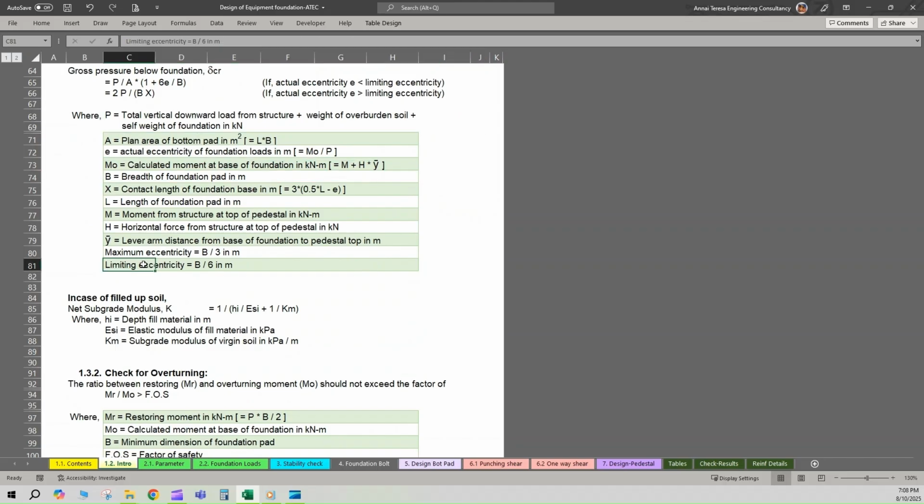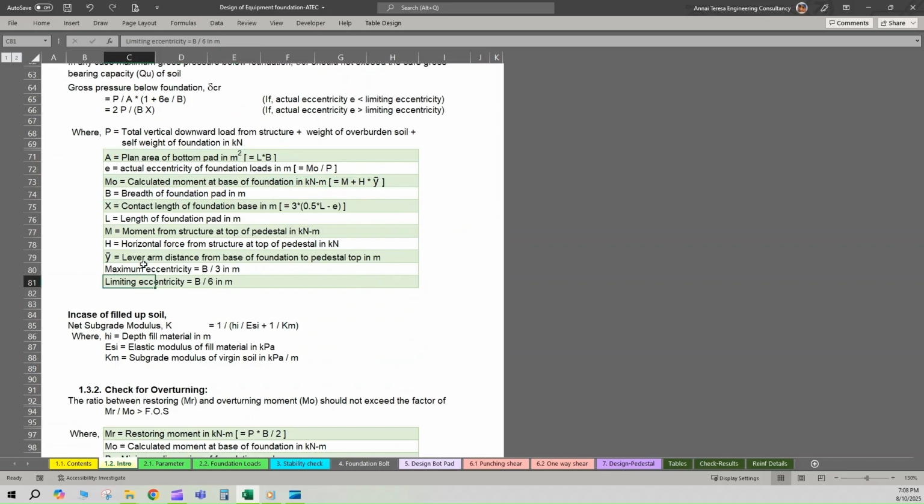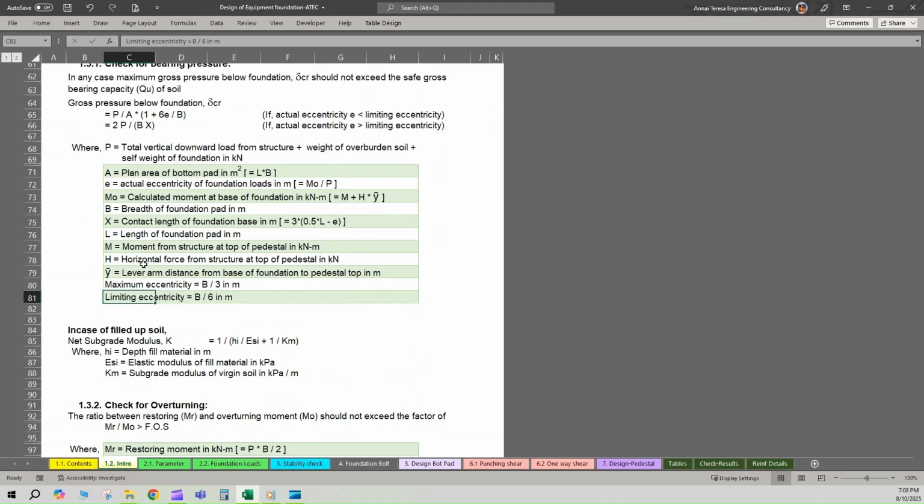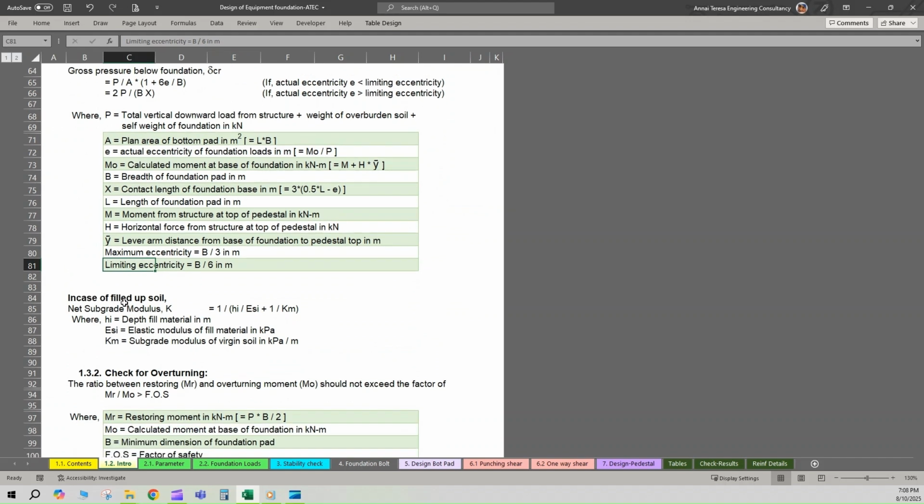Alternatively, if the bearing pressure of the soil in kilonewton per meter square is not applicable or not available in the soil investigation report, then we need to go for an alternative method in the case of filled-up soil. In that case, we need to find the net subgrade modulus K. This is the equation we need to use wherever the foundation is subject to various filled soil below the ground level or below the foundation top level.